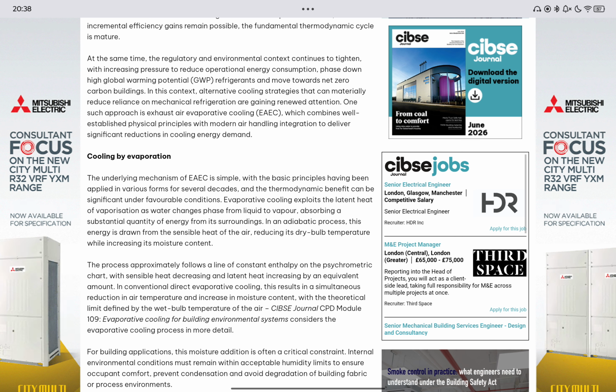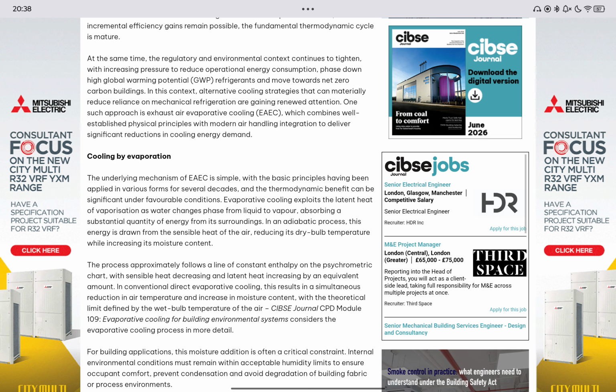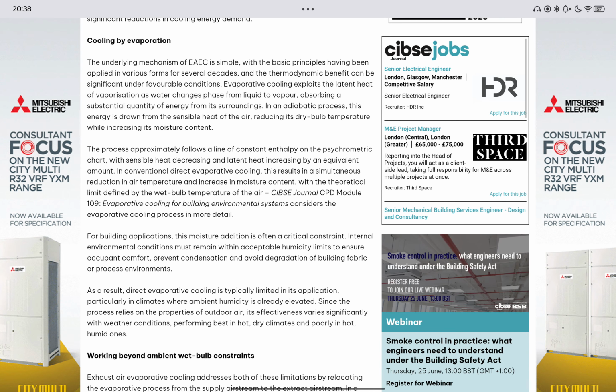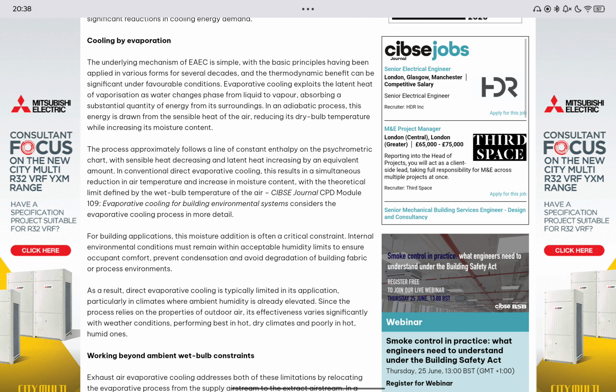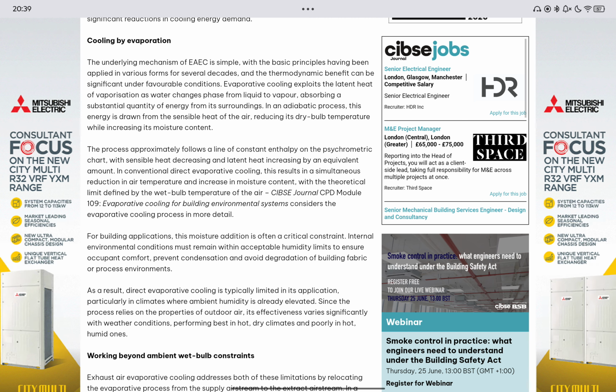In an adiabatic process, this energy is drawn from the sensible heat of the air, reducing its dry bulb temperature whilst increasing its moisture content. The process approximately follows a line of constant enthalpy on the psychrometric chart, with sensible heat decreasing and latent heat increasing by an equivalent amount. In conventional direct evaporative cooling, this results in a simultaneous reduction in air temperature and increase in moisture content, with the theoretical limit defined by the wet bulb temperature of the air.